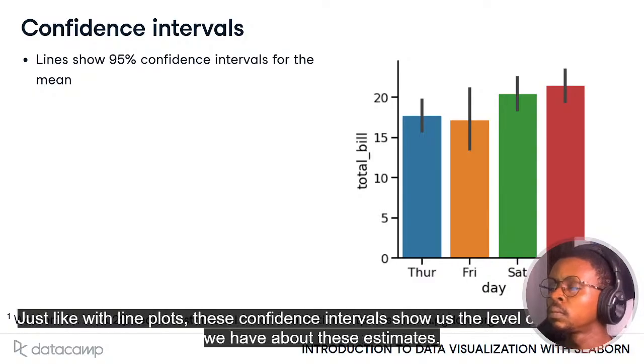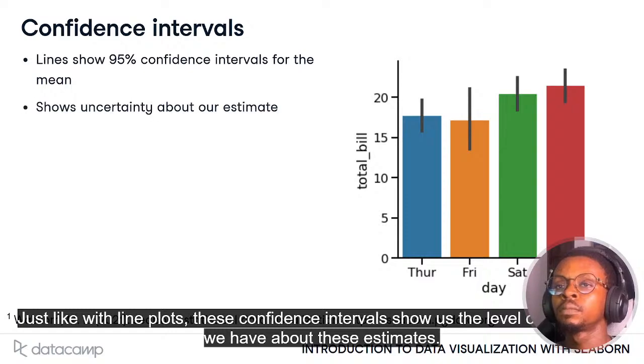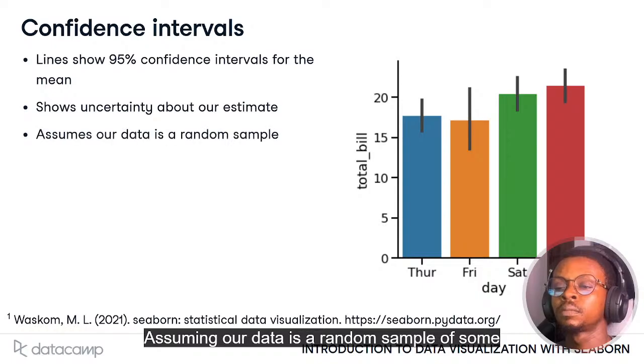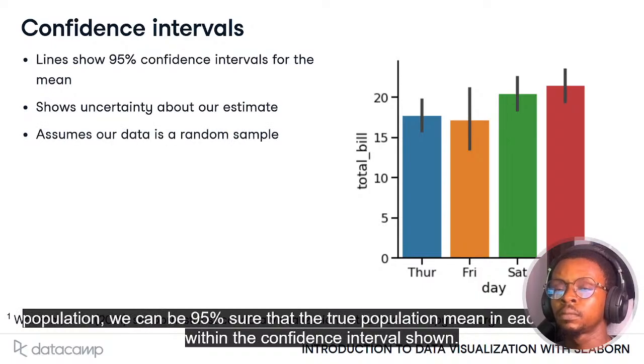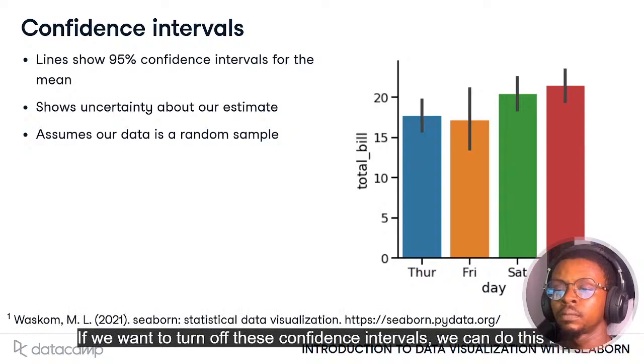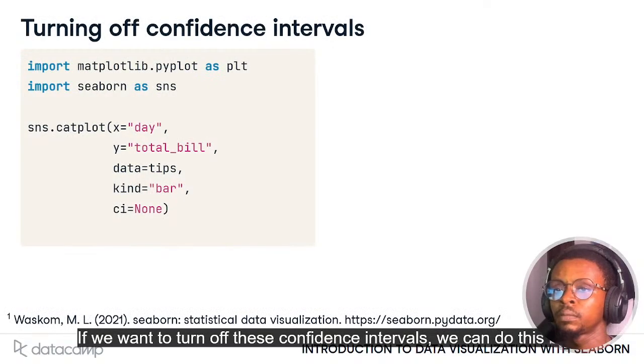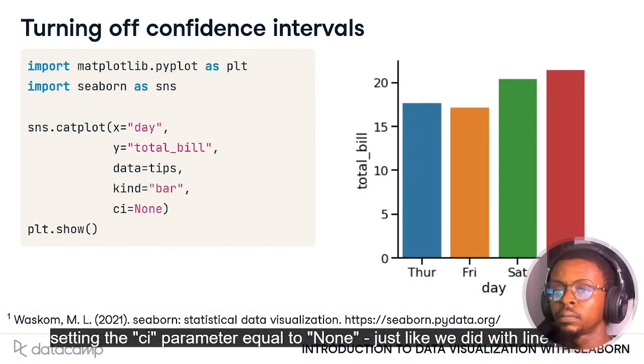Just like with line plots, these confidence intervals show us the level of uncertainty we have about these estimates. Assuming our data is a random sample of some population, we can be 95% sure that the true population mean in each group lies within the confidence interval shown. If we want to turn off these confidence intervals, we can do this by setting the ci parameter equal to None, just like we did with line plots.